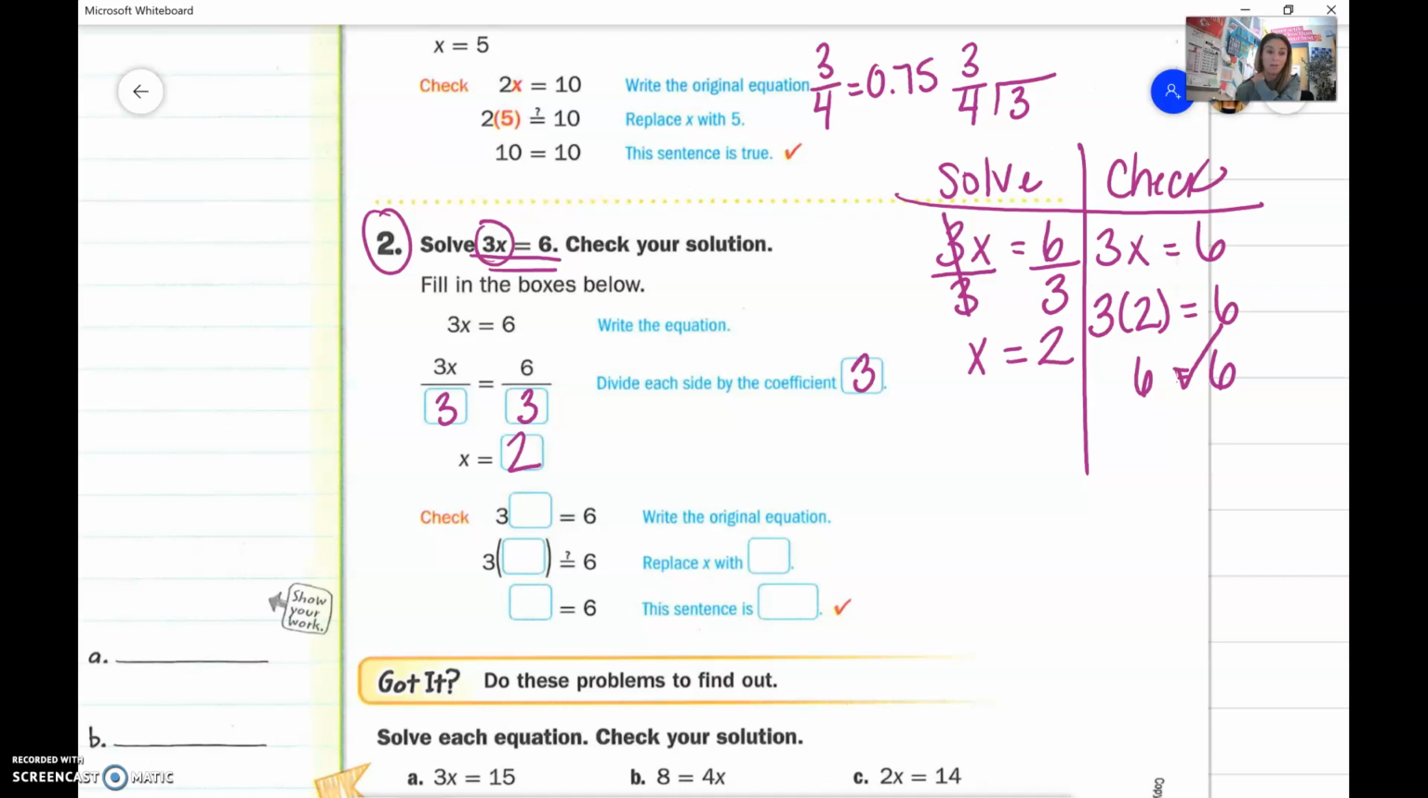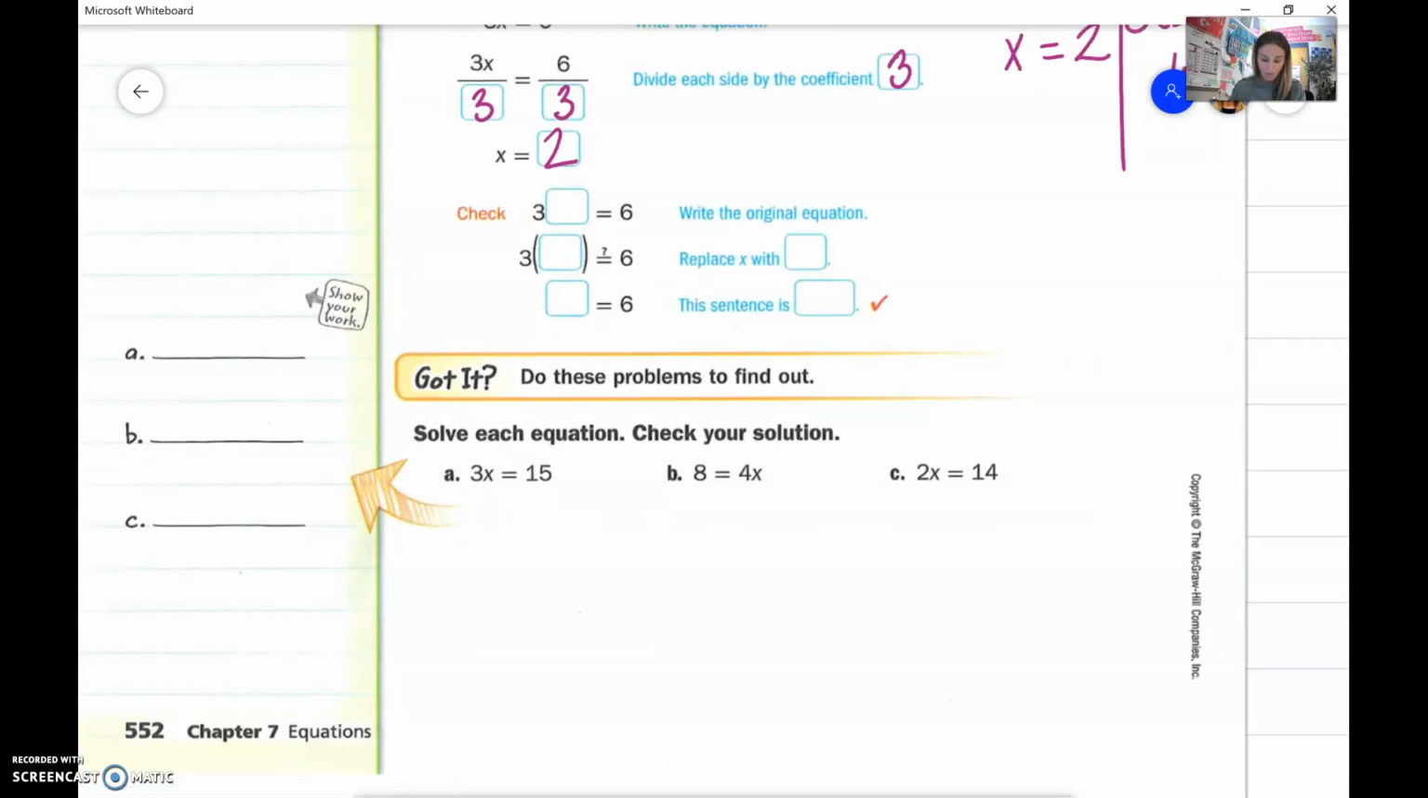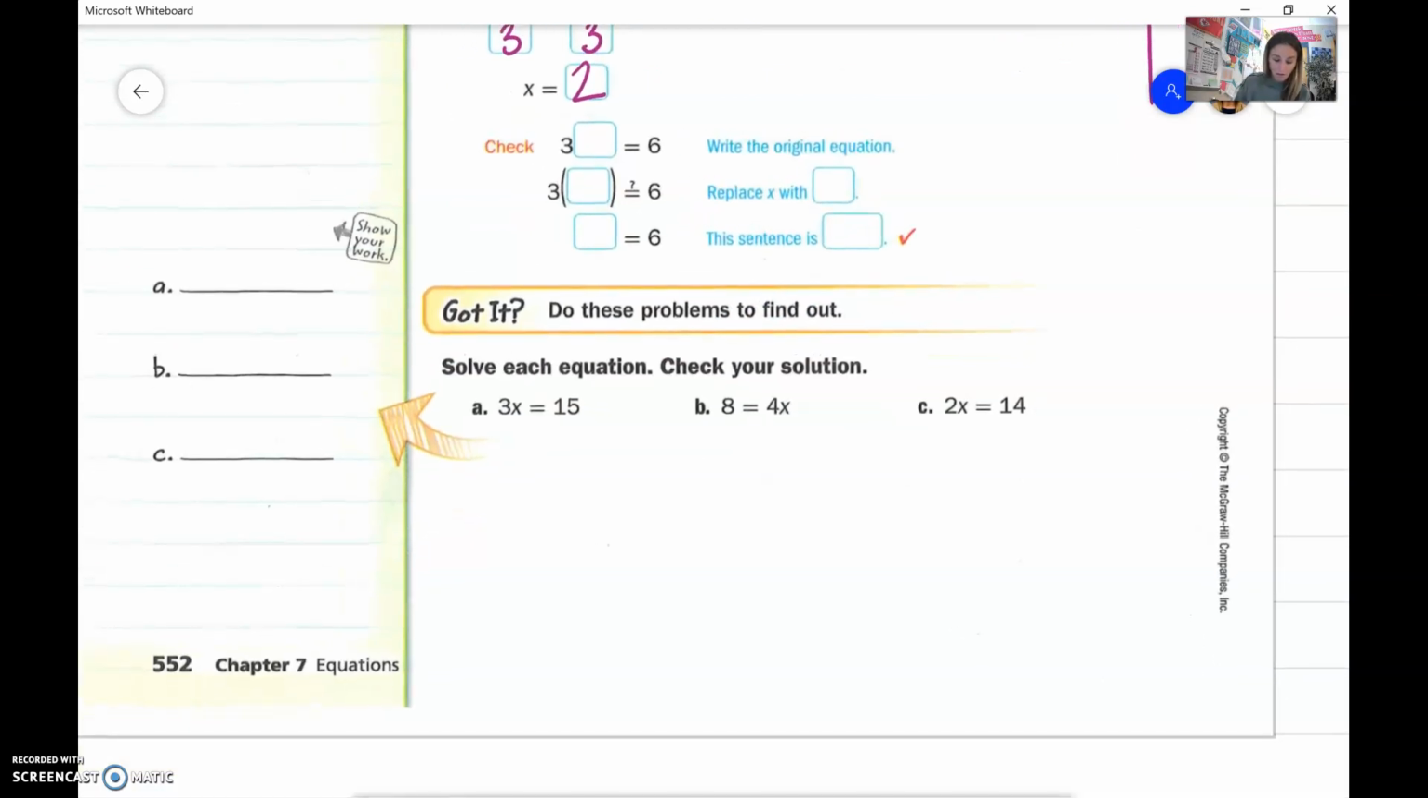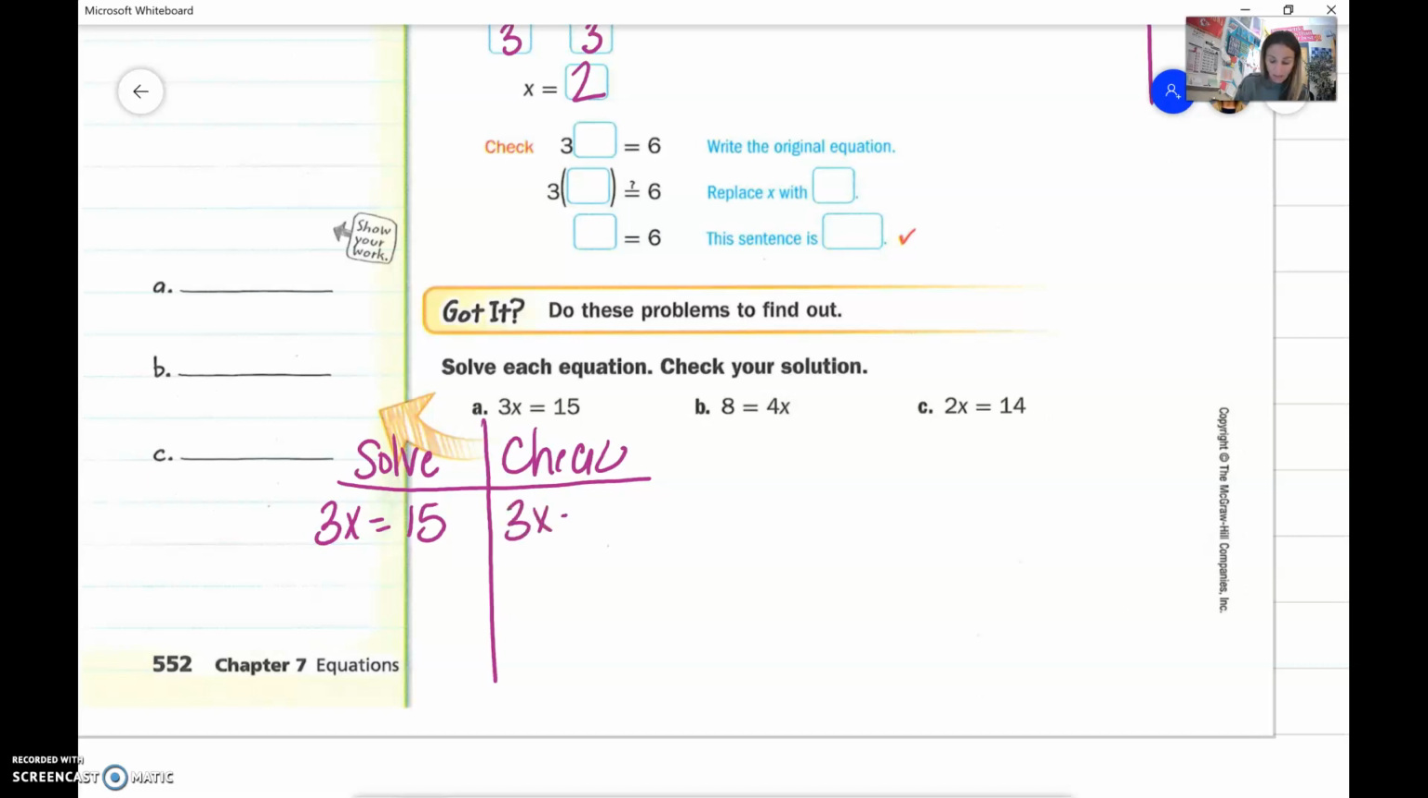Okay, now let's actually take that and put it into play. All right, down below, we're going to solve our little t-chart and check. Yes, I know it's annoying, but I don't care. Do it anyways. All right, we're going to do 3x equals 15. 3x equals 15. I'm going to make this very clear.